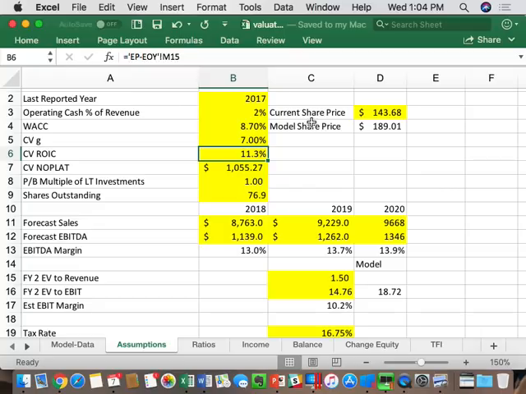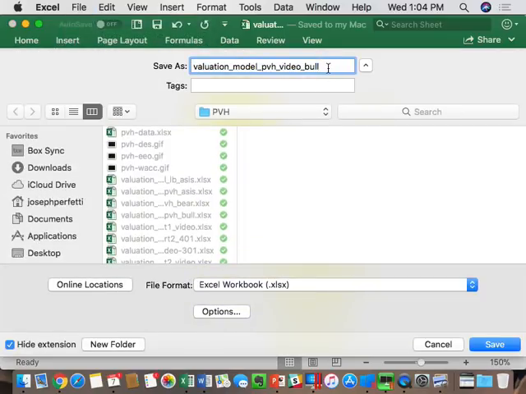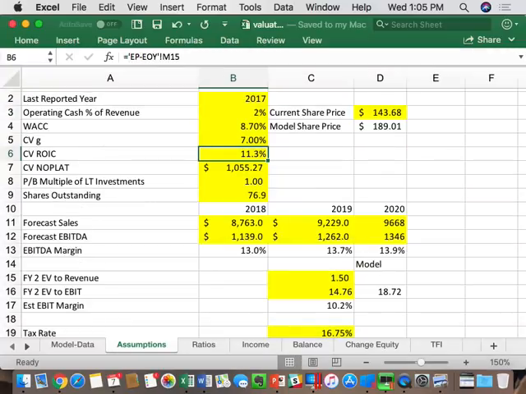Now, file, save as, bear. I haven't changed anything yet.